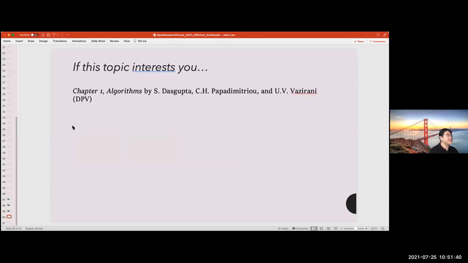And so if this topic in particular interested you, take a look at Chapter 1 of this textbook. I actually first studied this material through this textbook. Take a look at the first chapter of this textbook.